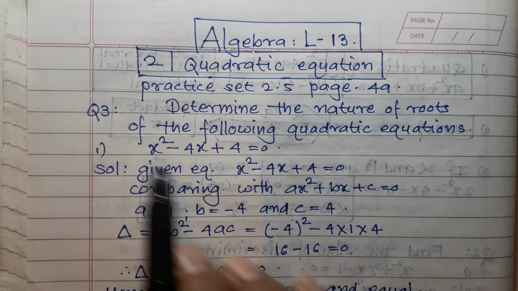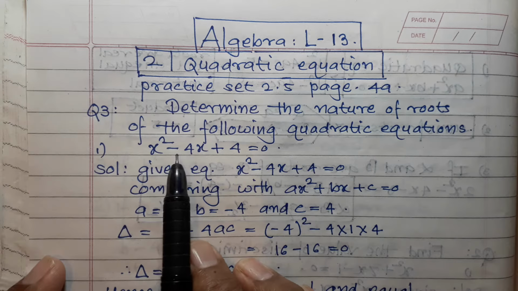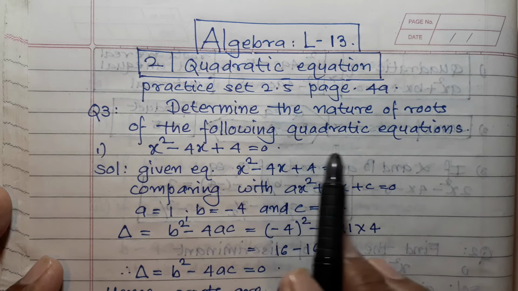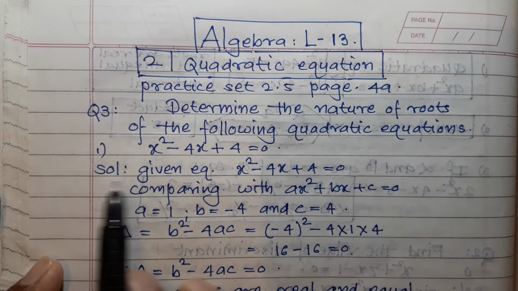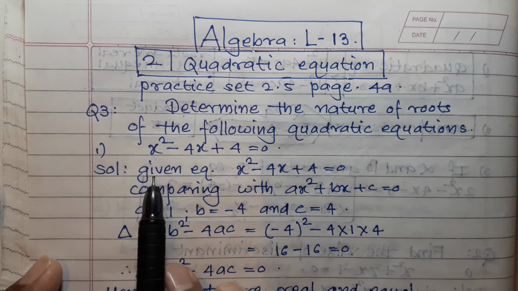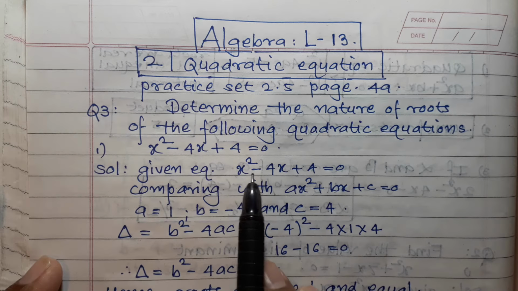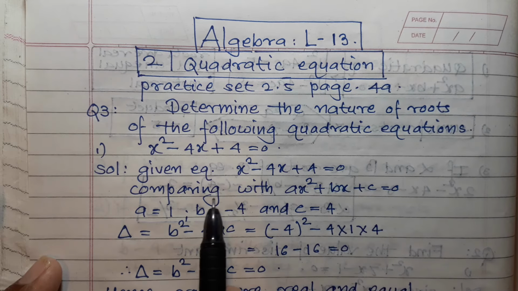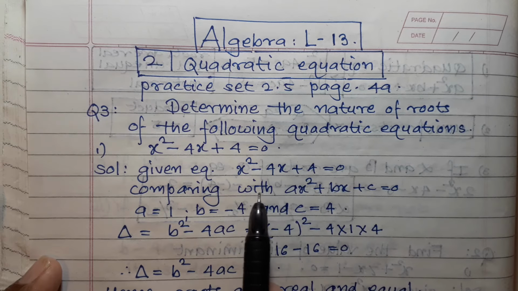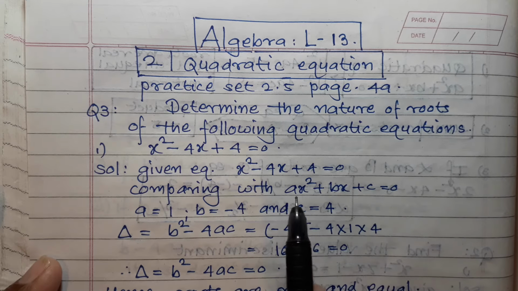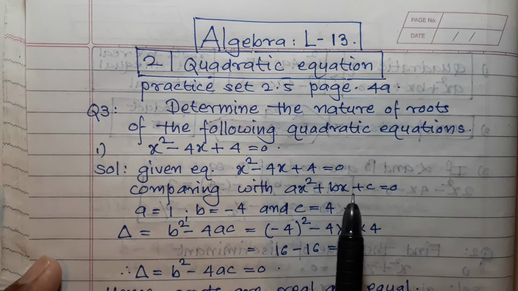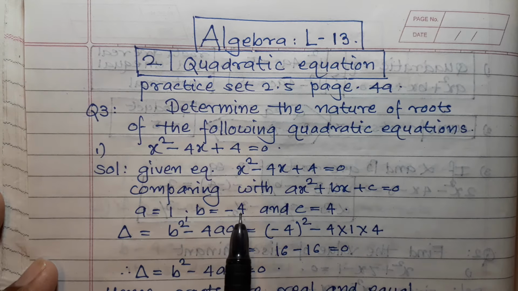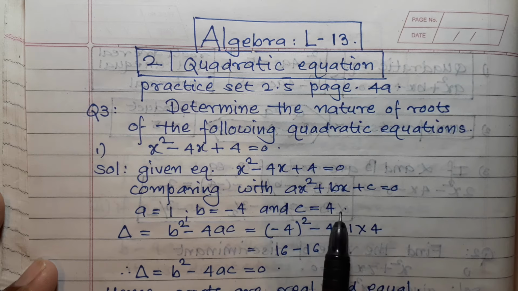Now question number 1. x square minus 4x plus 4 is equal to 0. This is the quadratic equation given. Write your solution. Given equation x square minus 4x plus 4 is equal to 0. Comparing this equation with the standard form of quadratic equation ax square plus bx plus c is equal to 0, a is equal to 1, b is equal to minus 4 and c is equal to 4.